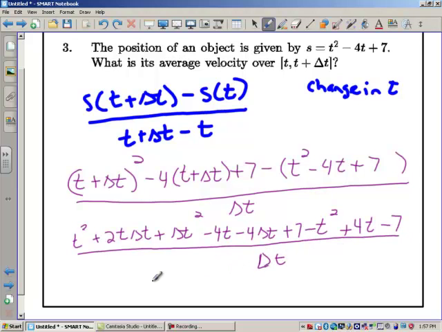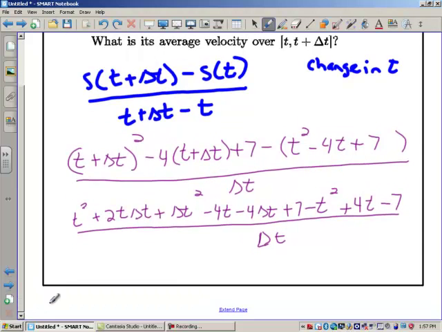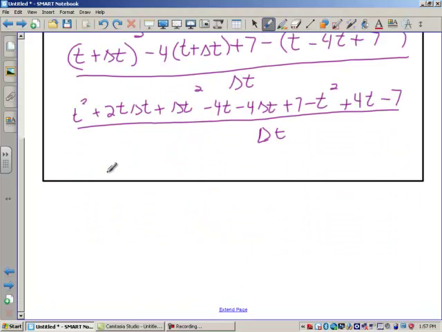I don't even know if I'm going to have room for all this. It's a weird delta there. All right. So let's see if this cleans up at all. Let's see, I've got a t squared here, and later on I've got a minus t squared. Well, that's sort of cool. Those cancel. What else happens? I've got a minus 4t and a plus 4t. I've got a plus 7 and a minus 7. So let's see what we have left. We have 2t delta t plus delta t squared minus 4 delta t, and that's all over delta t.